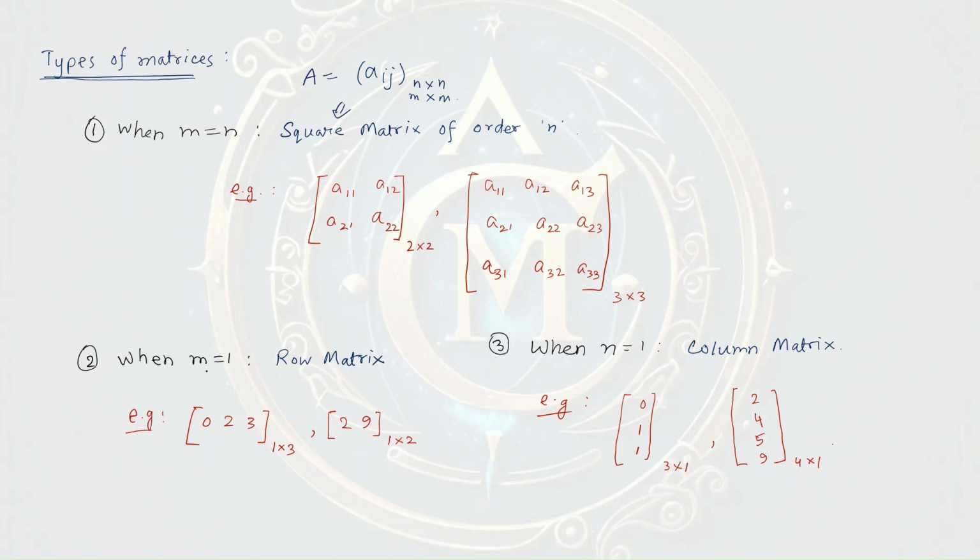Similarly, when m is 1 and n is something, say 2, 3, 4 or so on, this is called a row matrix, or sometimes a row vector. And when n is 1 and m is, let's say, 2, 3, 4 or so on, we call this a column matrix. The examples are given. You can read this part yourself.